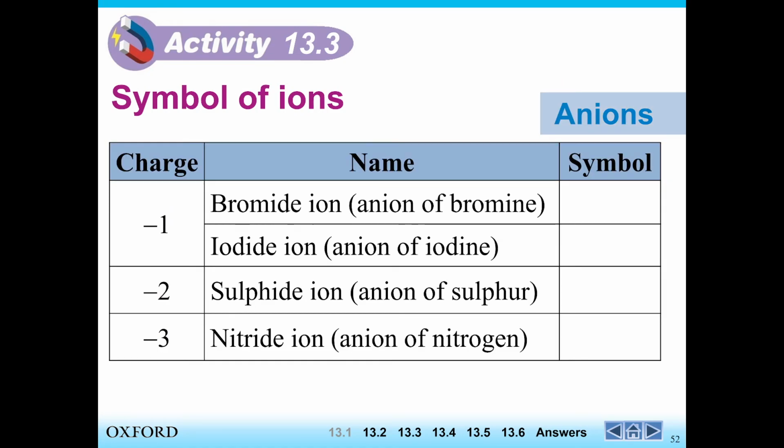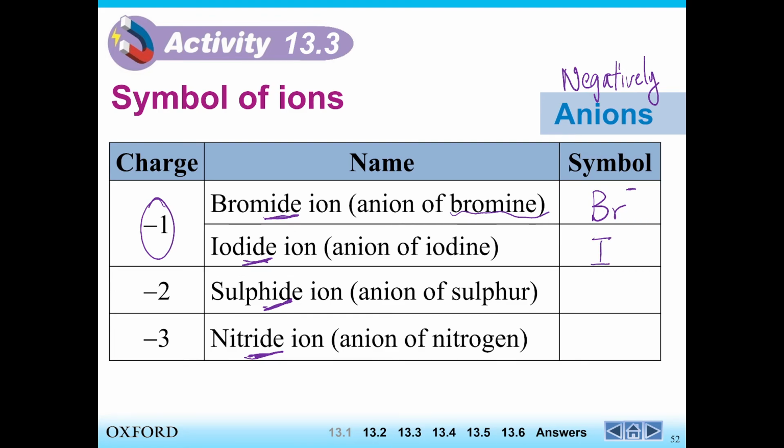And for anions, the same thing. This is for negatively charged ions. First one, you have bromide ion. This is an anion of bromine. Do you notice that the name has changed a bit? It ends in -ide from the original name of that element. So it's a bit different for anions. We'll learn that later. Bromine is Br, and the charge is negative.